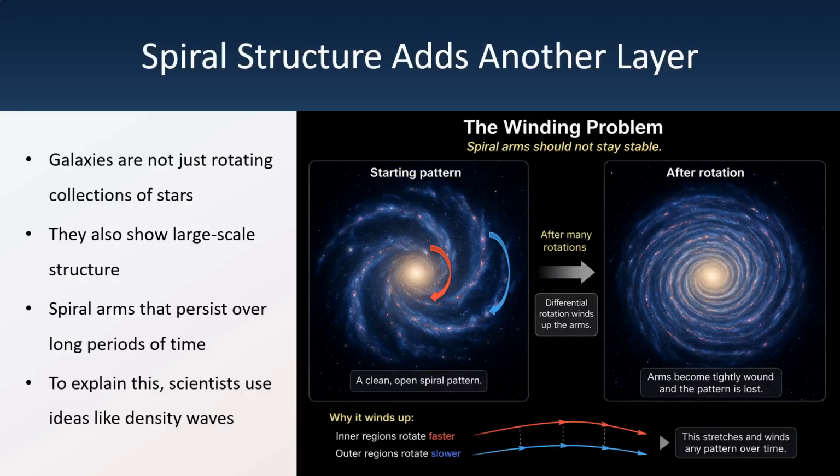Spiral structure adds another layer. Galaxies are not just rotating collections of stars. They also show large-scale structure, especially spiral arms that persist over long periods of time. There's a problem here. Even though stars at different distances move at similar speeds, those closer to the center complete their orbits faster. If spiral arms were made of the same stars moving together, they should stretch, wind up, and eventually disappear. However, that's not what we observe. The arms remain stable. So to explain this, scientists use ideas like density waves, where stars and gas move through regions of higher density that form persistent patterns. So now we're not just explaining motion. Our models also need to explain how these large-scale patterns form and persist.